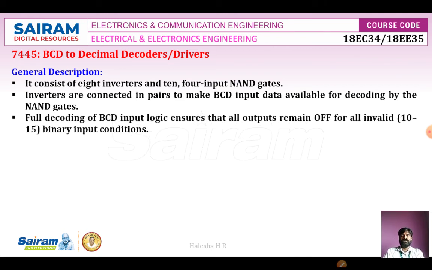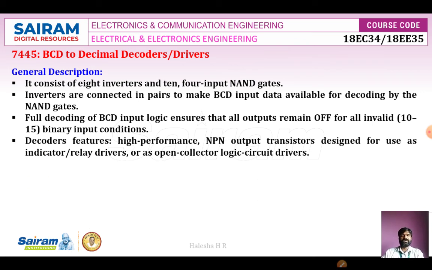And full decoding of the BCD input logic ensures that all outputs remain off for invalid inputs. BCD means we consider only 0 to 9. So again, with 4 inputs, we can write combinations up to 15. So 10 to 15 are invalid. This decoding logic makes sure that all outputs remain off for the invalid combinations 10 to 15.